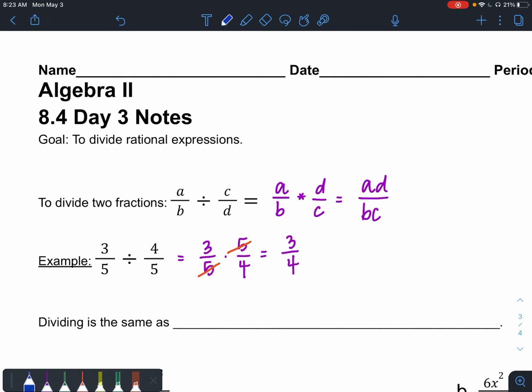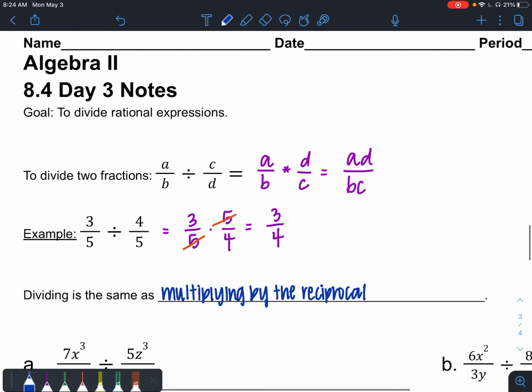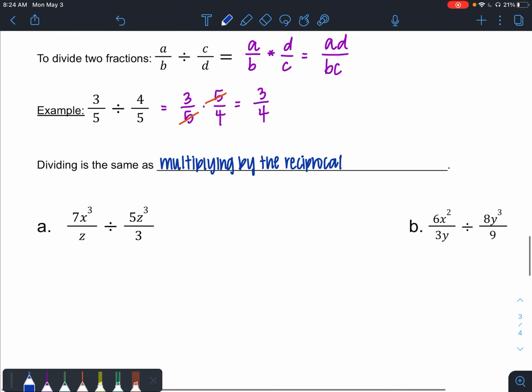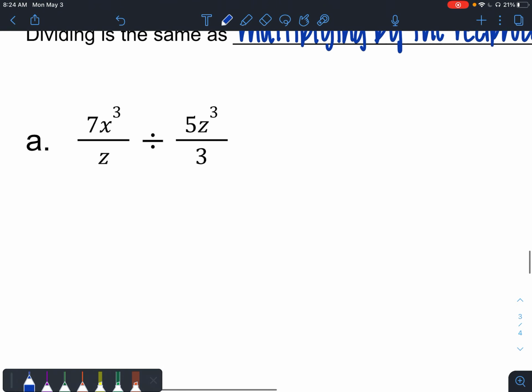Okay, dividing is the same thing as multiplying by the reciprocal. Just something we've learned before, but it's extra important in these problems. Okay, so here's our first example.